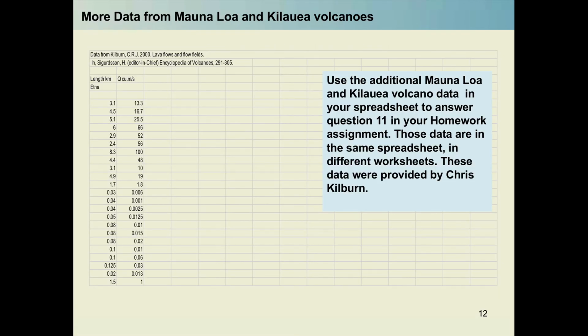After you've modeled the Mount Etna case, you're going to be asked some additional questions. You're going to apply your model to estimating the effusion rate on Jupiter's moon Io, which lends it a planetary science aspect to this homework assignment. Then you're going to be asked to use some additional data from Mauna Loa and Kilauea volcano that's given to you in the spreadsheet. It's just in different worksheets. These data are provided by Chris Kilburn for this module developed by Chuck Connor. So you'll use the Mauna Loa and Kilauea data to answer some additional questions at the end of your homework assignment.